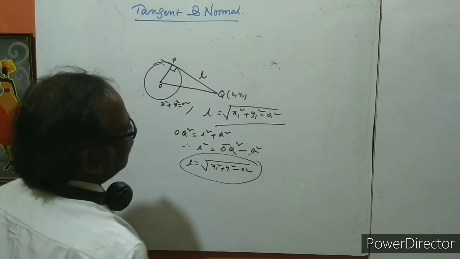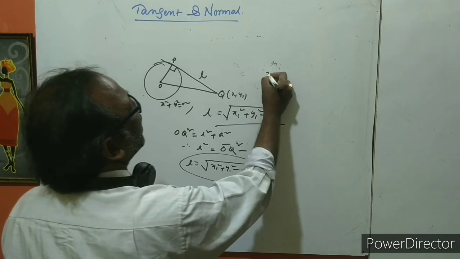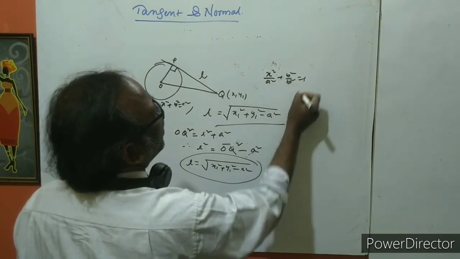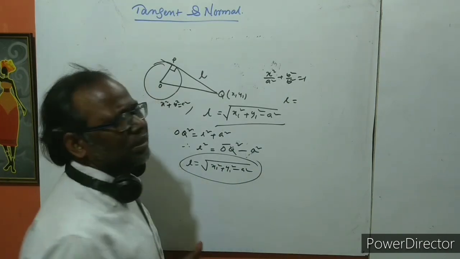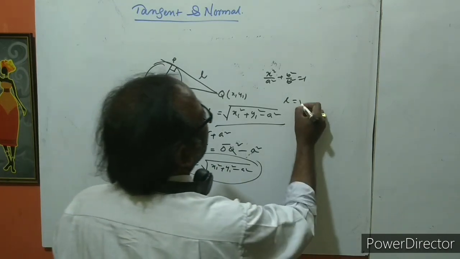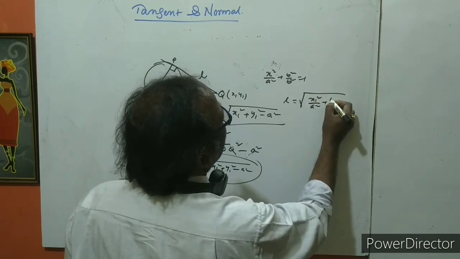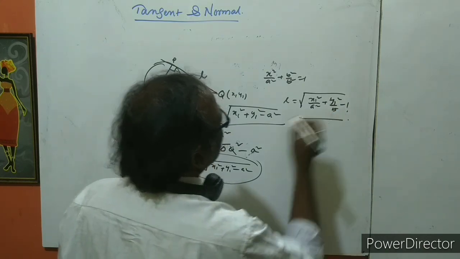And for every curve, if the equation is given, equal to 1, the length from the external point, let us assume this is the external point, we can write here like this: x1 square by a square plus y1 square by b square minus 1.